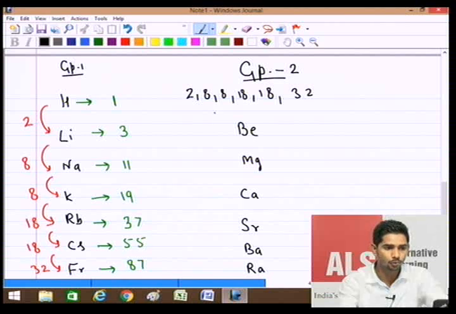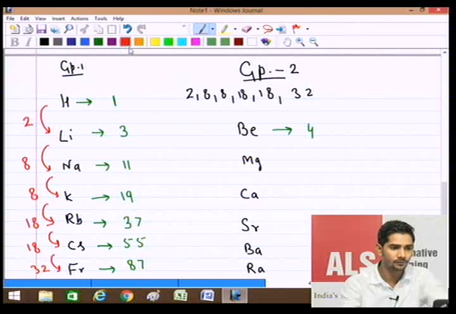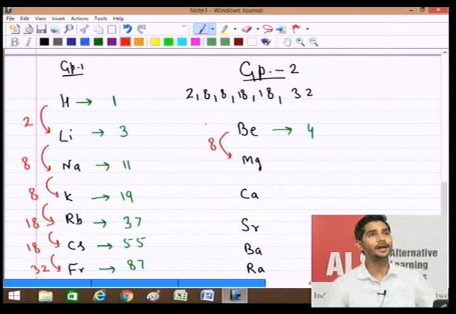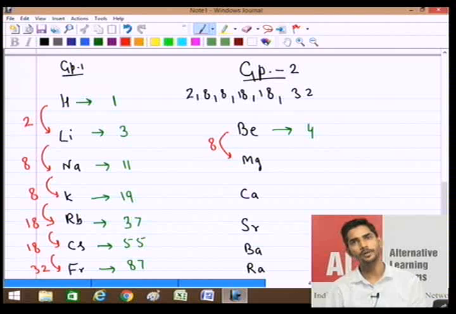Now one important thing: as this group starts with period number 2, you cannot add 2 into this. So the atomic number of beryllium is 4. Okay, so here we will start with 8. 2 won't be added here because this is starting from period 2. Okay, so we'll start with 8, 8, 18, 18 and 32. So I have given you the atomic number of beryllium. Now it's your turn to write all the atomic numbers. Write down the atomic numbers and then we will confirm that.